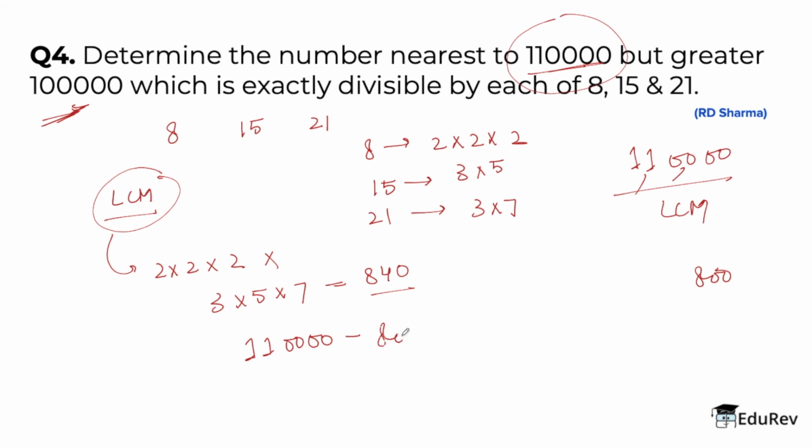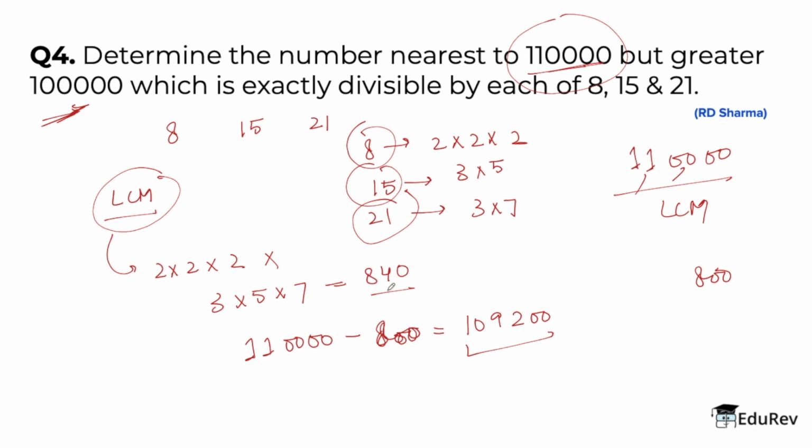Now, subtracting my remainder from this number, quickly, we are going to get 109200. Okay, and this number is divisible by each of the numbers, that is 8, 15 and 21. Alright, so this number is divisible by that.